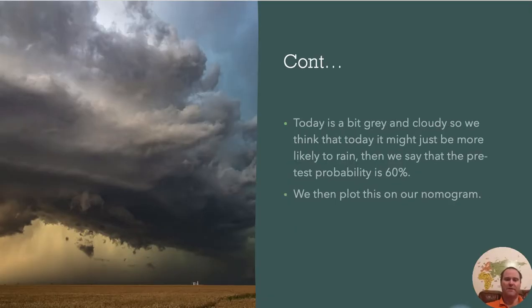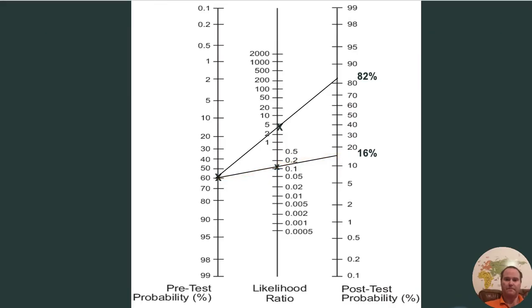As I mentioned previously, you need to actually have an idea of what the pretest probability is. So let's say that today is a bit grey and cloudy, and we think that it might be more likely to rain. We say the pretest probability is, for example, 60%. We then go to our nomogram. This is our nomogram. And if we said that our pretest probability was around 60% and the likelihood ratio of a positive test was 4.5, if our test was positive for the rainy day test, then we could say there was about an 82% likelihood that it was going to rain. There was about 82% chance of it going to rain.